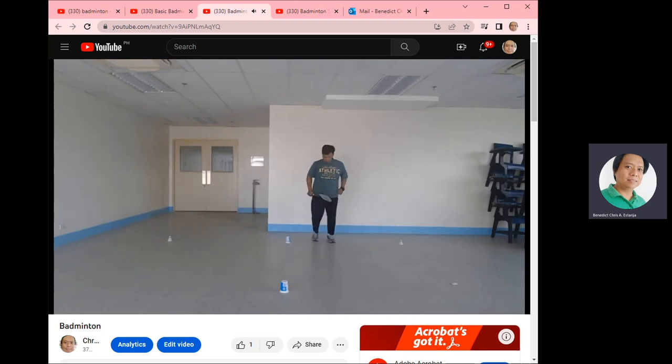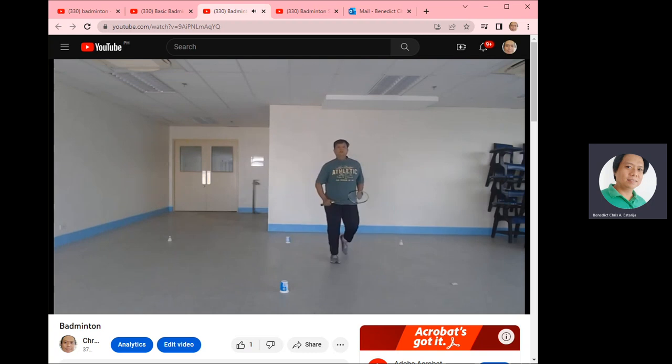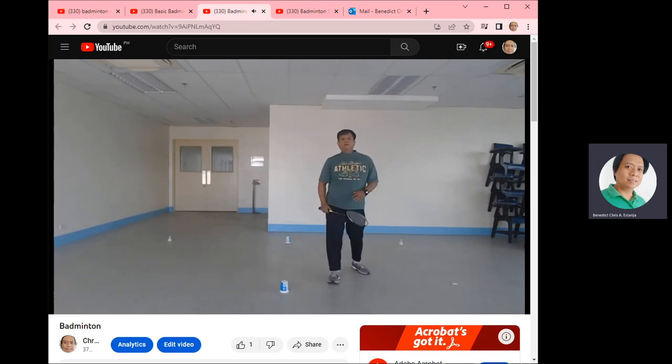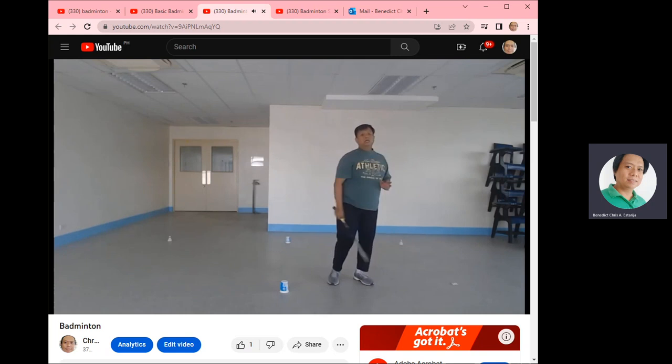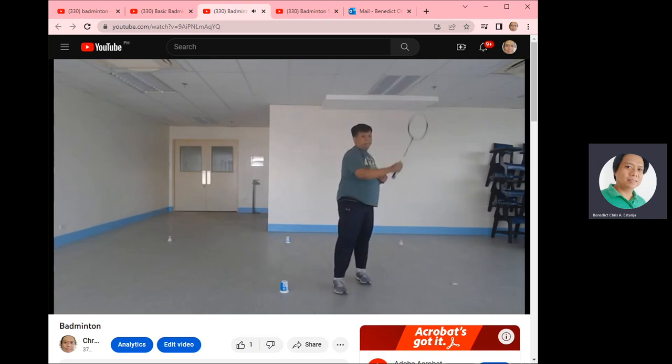Two, three, four, and five. Okay. Now this time we're going to be doing overhead shots, but we are going to start from the near cone all the way back, back pedal, and then take a near shot.